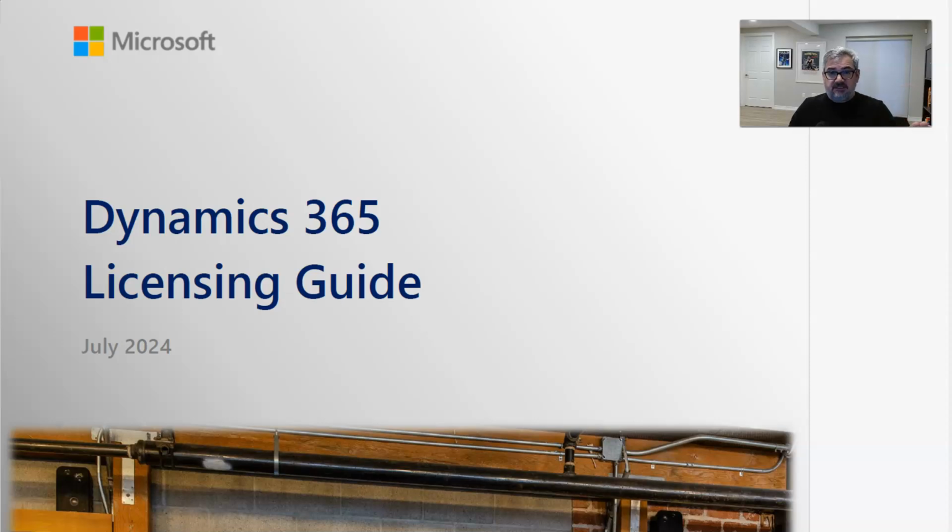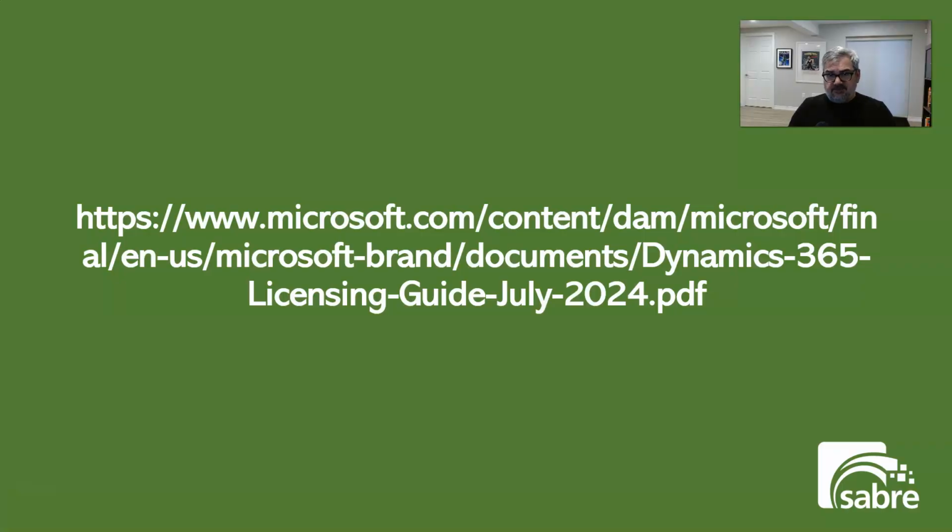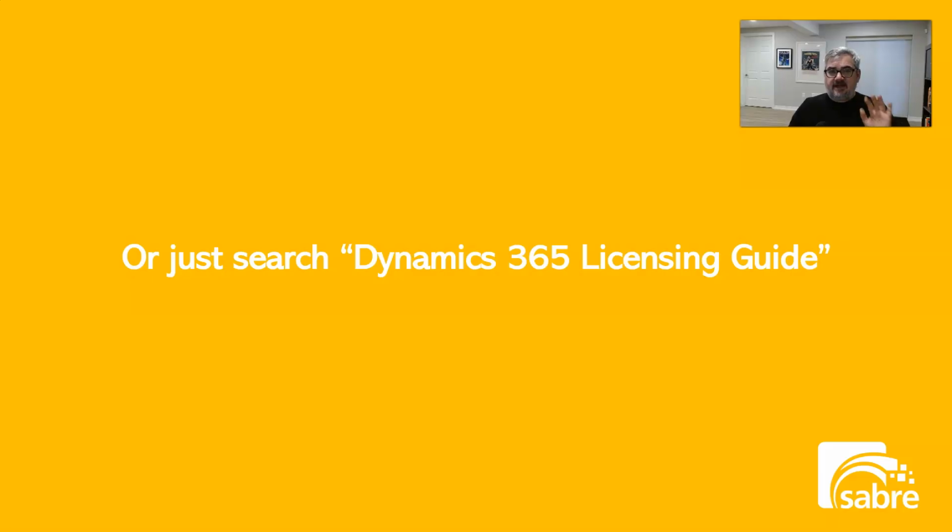There is a document that explains everything I'm going to talk about when I get into those license details, called the Dynamics 365 Licensing Guide. This is the URL. I'll hold here for a second. We'll put this in the description below. But if you really want to find the most up-to-date version of it, I recommend you just search for Dynamics 365 Licensing Guide. That'll give you the most up-to-date version of this information.